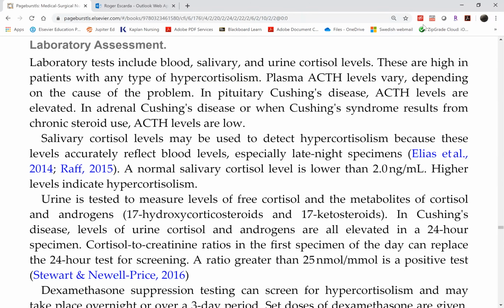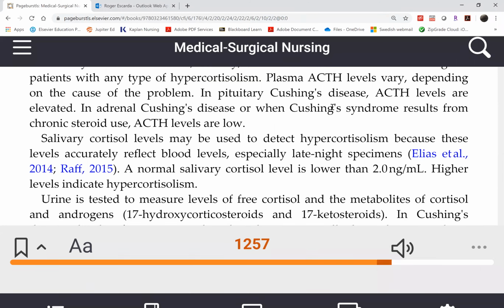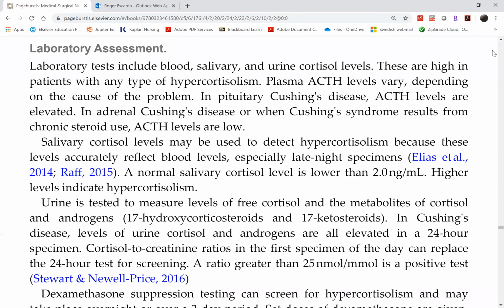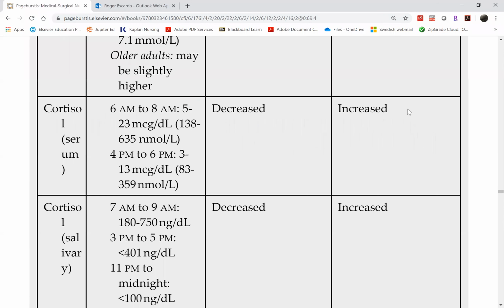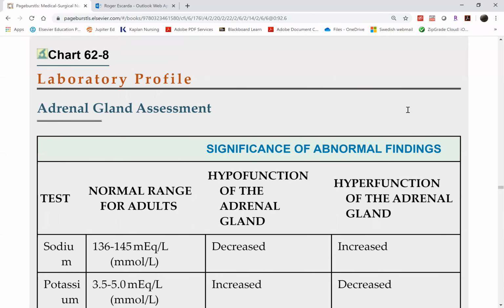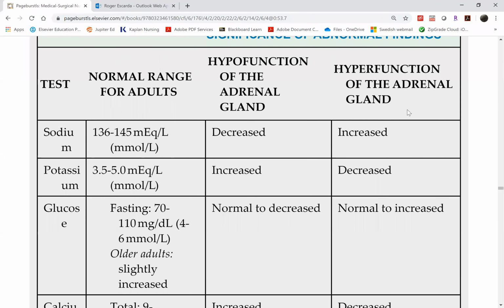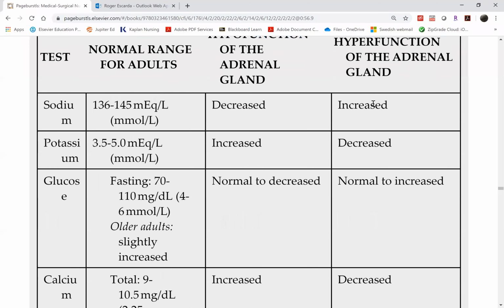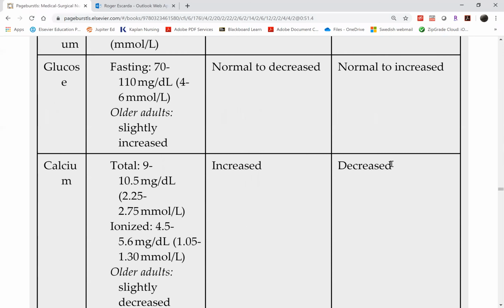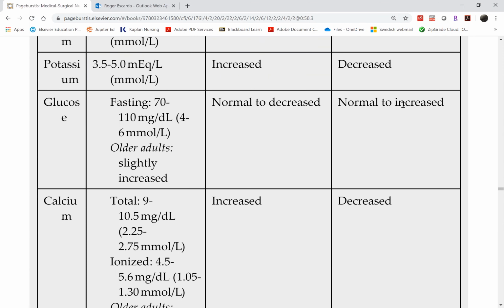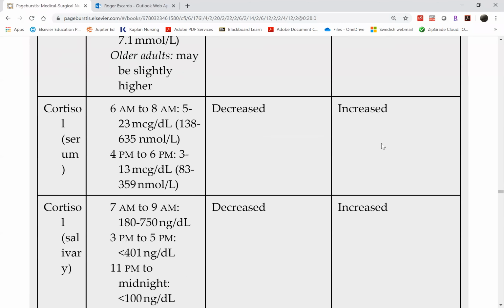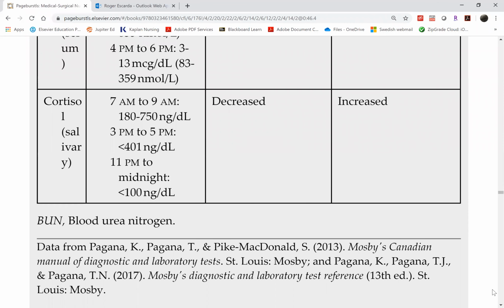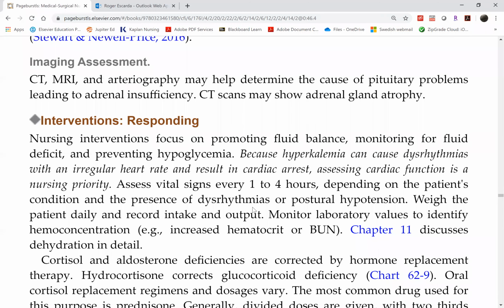Lab results. So let's go back to the, what page is this? 1257. Let's go back to the chart where we compared both earlier under Addison's. Right here. Chart 62-8. So here's the opposite. With Cushing's disease or syndrome, sodium is now high, potassium is low, calcium low, glucose mostly increased rather than normal. Bicarbonate this time is decreased, and BUN can be normal, but definitely cortisol is high. What page was that? 1257.